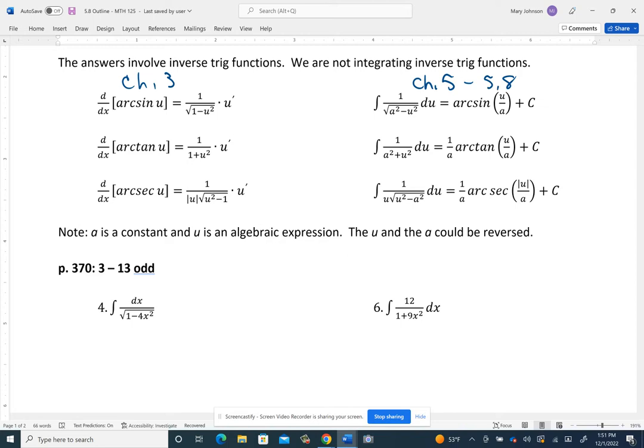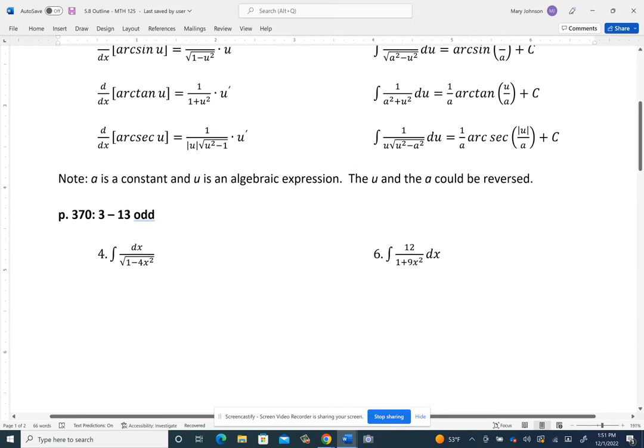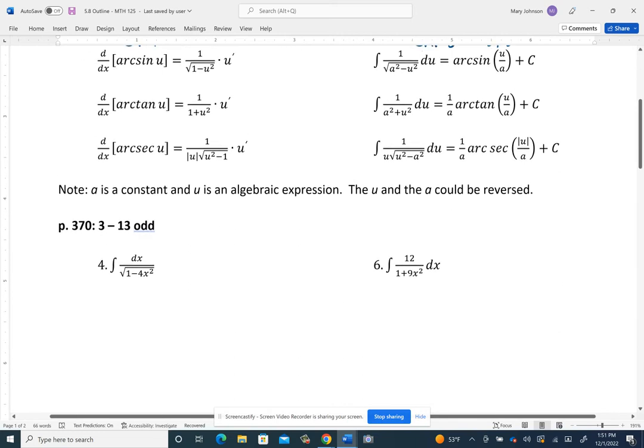So I just demonstrated that problem number 6 can't be done by thinking about it as a natural log problem. What we're going to do is look at those 3 formulas and notice that problem number 6 doesn't have a square root in it. So this is probably going to be arctan. As we look a little further, we notice that in the denominator, I need this a squared plus u squared concept, and I can kind of see that.